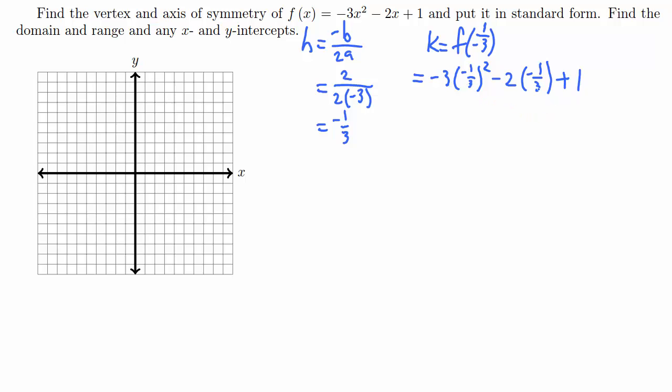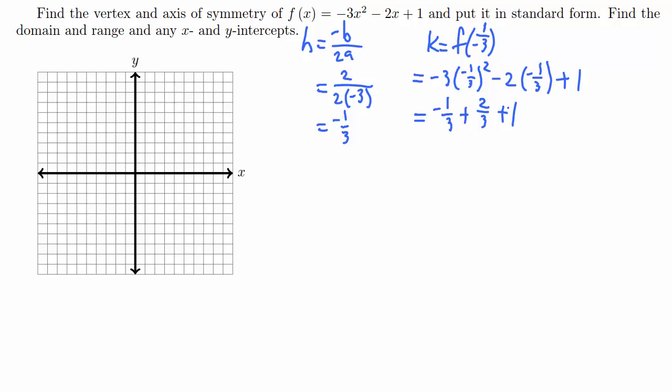And then you can just type this into the calculator if you want, or you can do this in your head. Negative 1/3 squared is positive 1/9, because you just square both the numerator and denominator. So 1 squared is 1, 3 squared is 9. 1/9 times negative 3 gives us negative 1/3. Negative 2 times negative 1/3 is positive 2/3, and then plus 1.